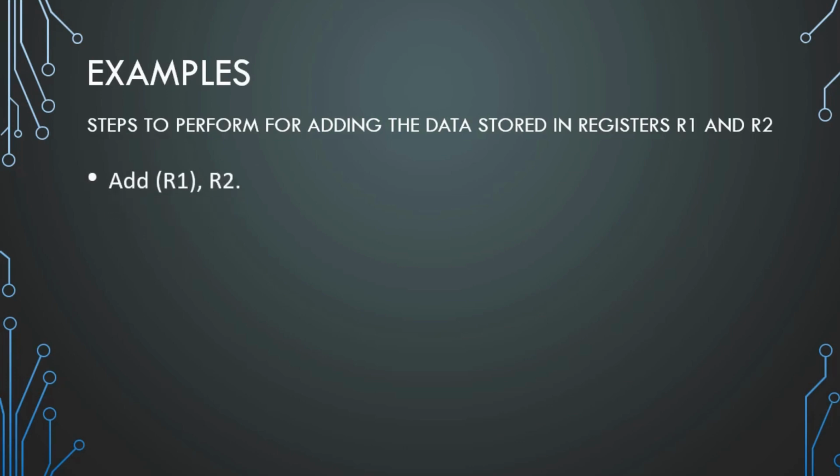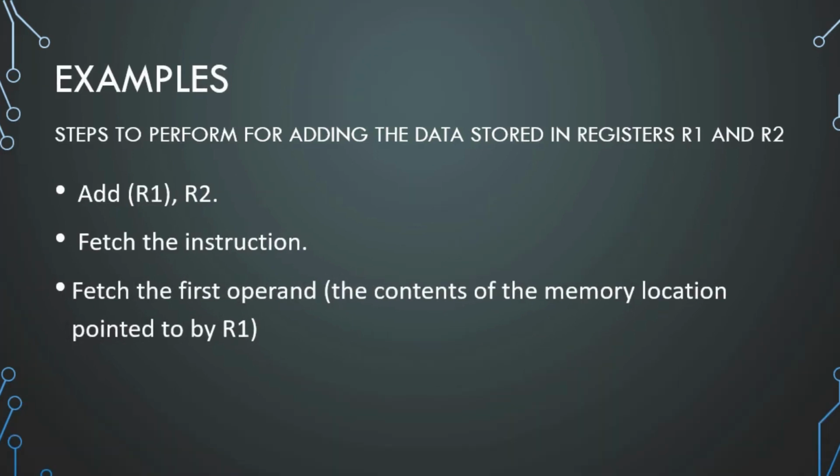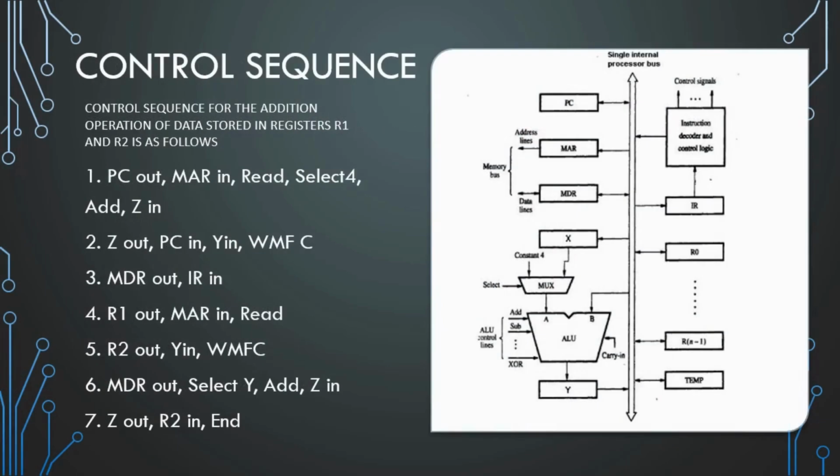Let's move towards examples. Steps to perform for adding the data stored in registers R1 and R2. Step 1: Add R1 and R2. Step 2: Fetch the instruction. Step 3: Fetch the first operand, that is, the contents of the memory location pointed to by R1. Step 4: Perform the addition. The last step: load the result into R2.